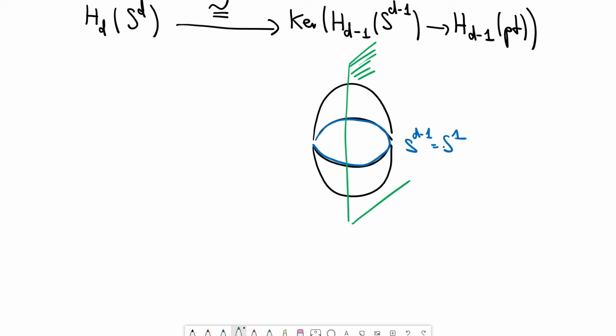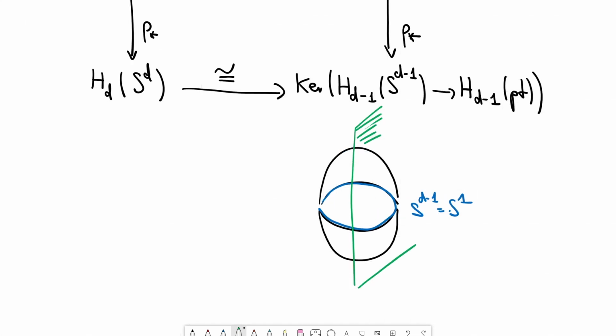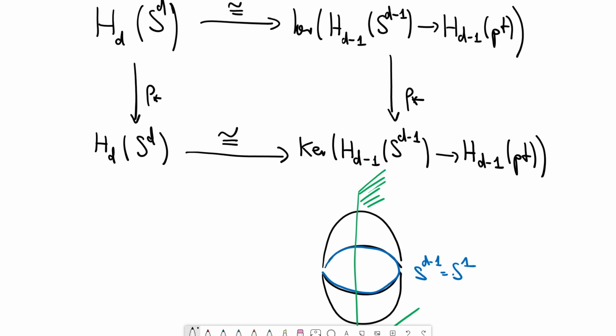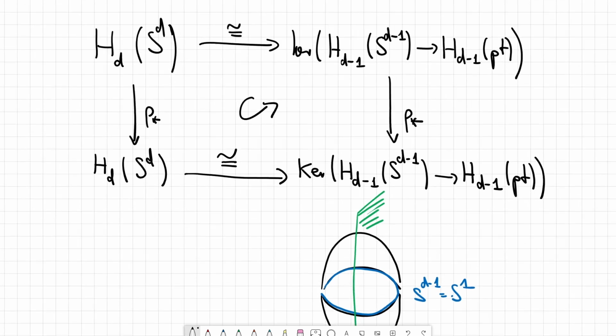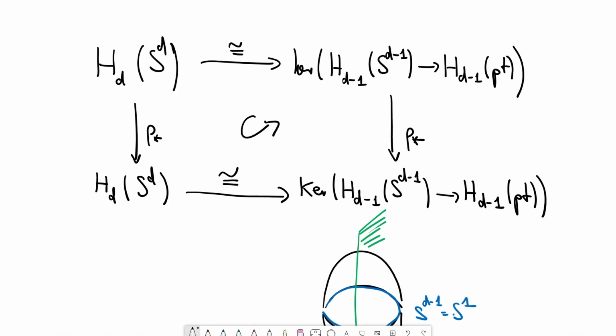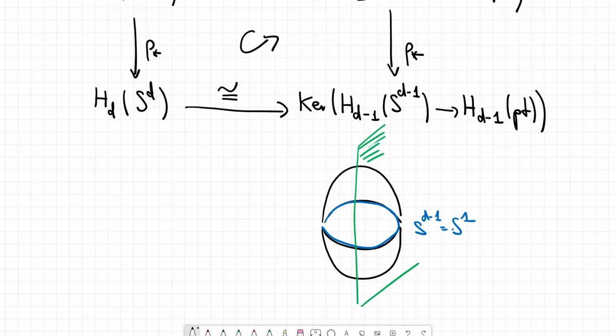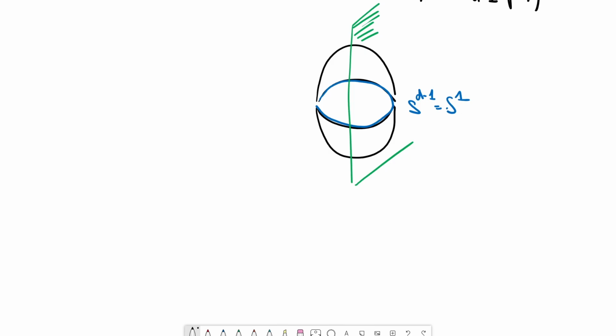And now, again, the question is, why is this isomorphism above compatible? And compatible means that we have a commutative square here. And for that, we just have to rewrite this isomorphism and view this commutative square actually as a concatenation of a few commutative squares.